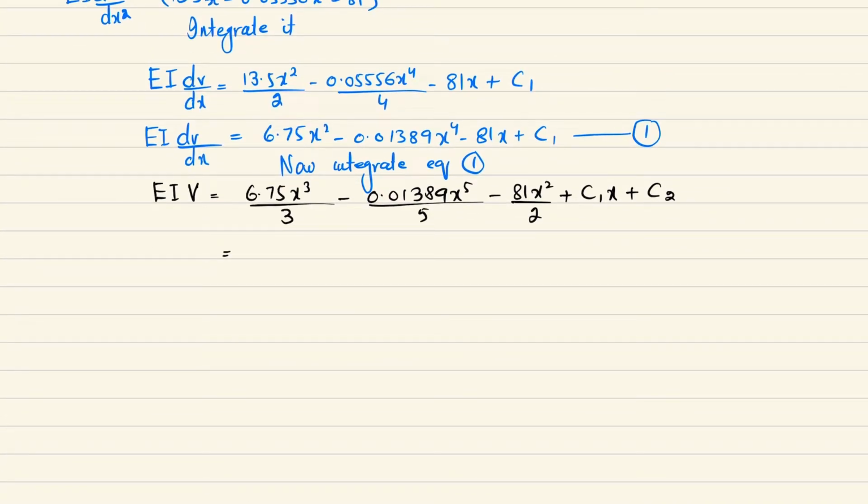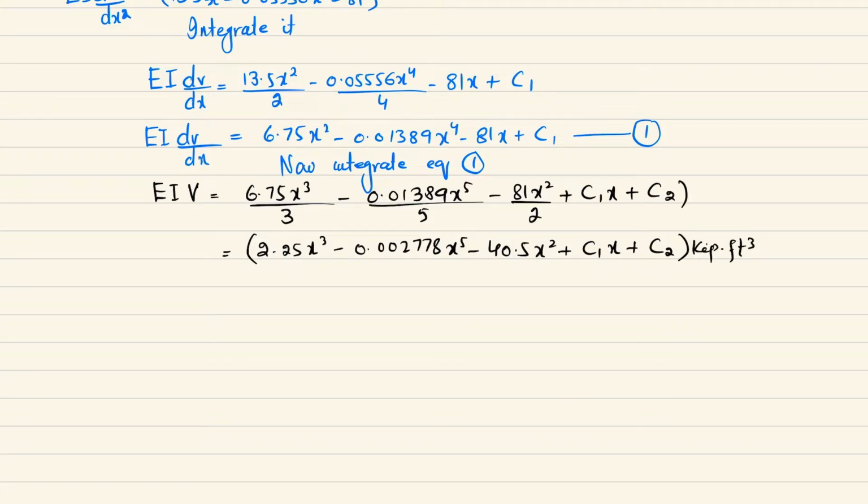So when you solve it further or simplify it, you will get 2.25x³ − 0.002778x⁵ − 40.5x² + c1x + c2, and the unit will be kips into cubic feet. If you do not write the unit, there is no issue, because you have to concentrate on other sides of the problem as well. So at the end you can just put the value.